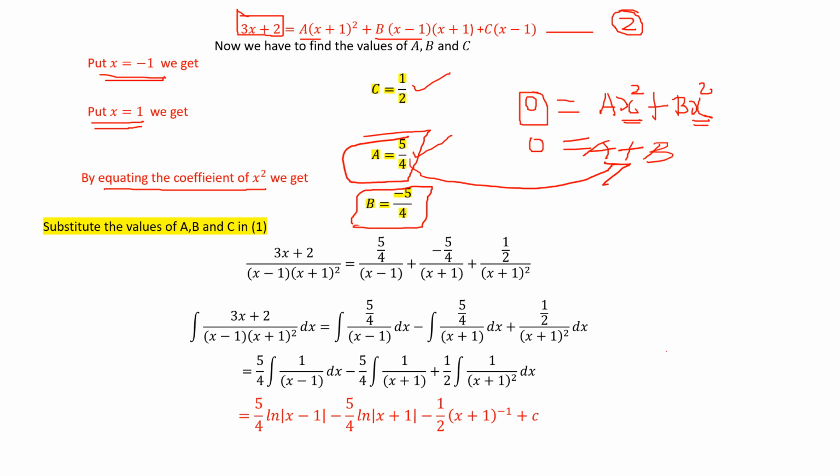Then what is my next step? I need to substitute the A, B and C values in equation number 1. Then I have to integrate all the three terms. Before integration, take 5/4 outside, take this 5/4 outside, take this 1/2 outside. For the remaining terms, if I integrate, I will get this as my final answer.